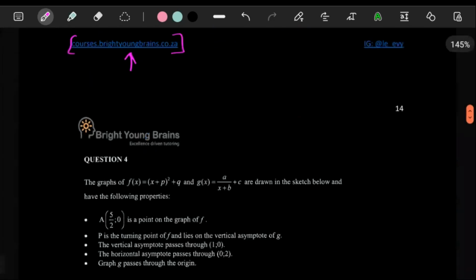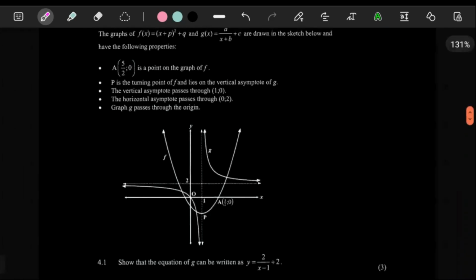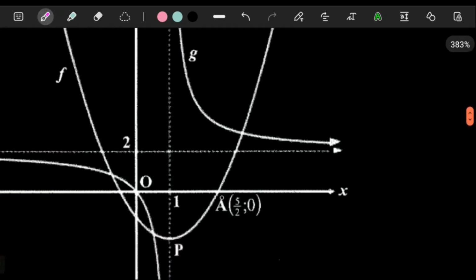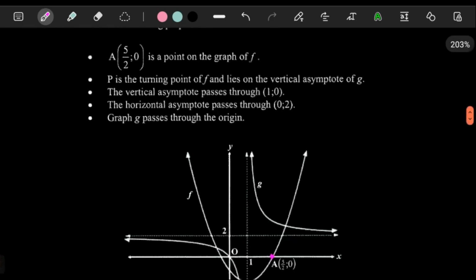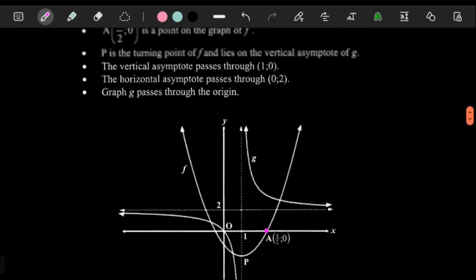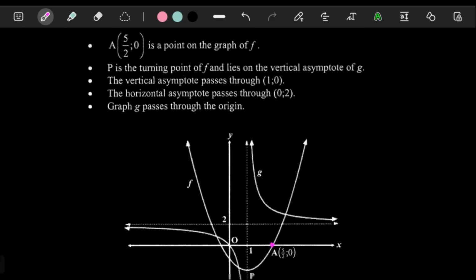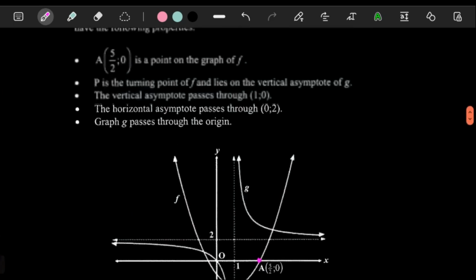But anyway, so A is, where is A in the graph? You see, when you're going to be reading anything, always be referring to the sketch. So A is an x-intercept. Okay, fine. It's an x-intercept of the parabola. P is the turning point of the parabola. Yes, it is a turning point of the parabola and lies on the vertical asymptote.